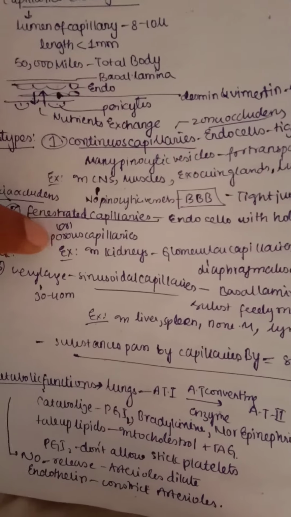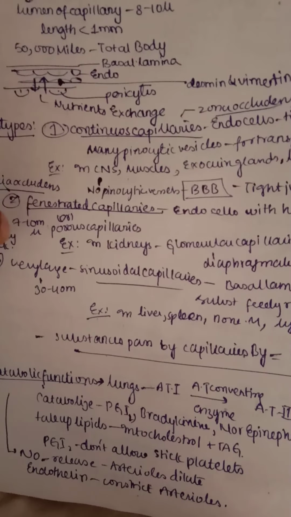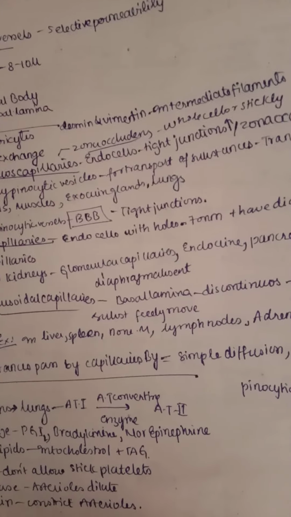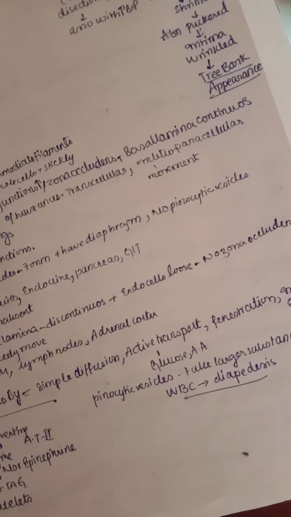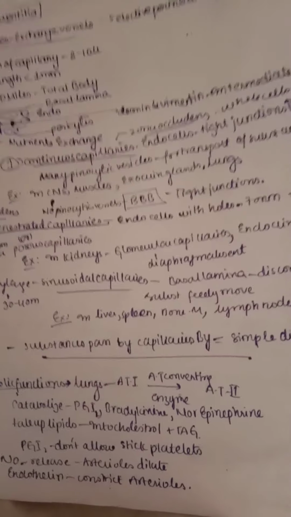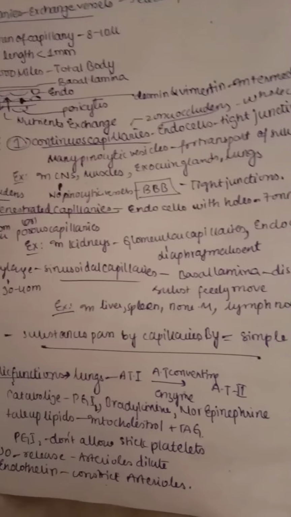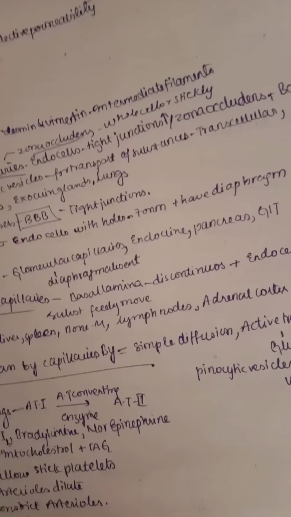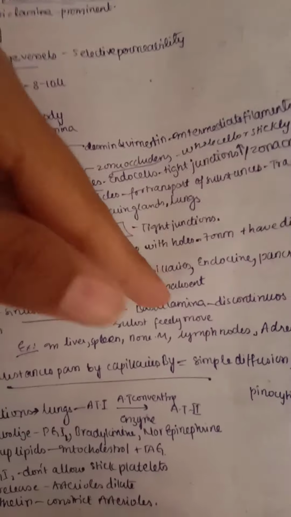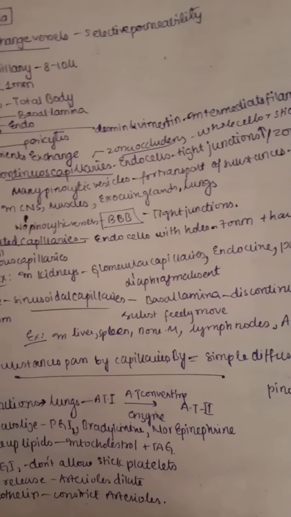So the fenestrated capillaries are also known as porous capillaries. They are 7 to 10 micrometers, and their endothelial cells have holes up to 70 nanometers, and they also have a diaphragm, and they do not have any pinocytic vesicles, whereas continuous capillaries have pinocytic vesicles. Examples are in the kidneys, the glomerular capillaries, endocrine glands, pancreas, and also GIT. But remember, in glomerular capillaries there is no diaphragm. So here the exception is glomerular capillaries without a diaphragm.